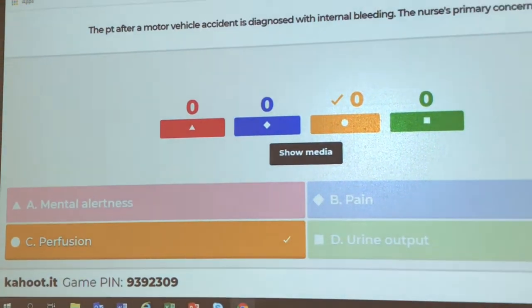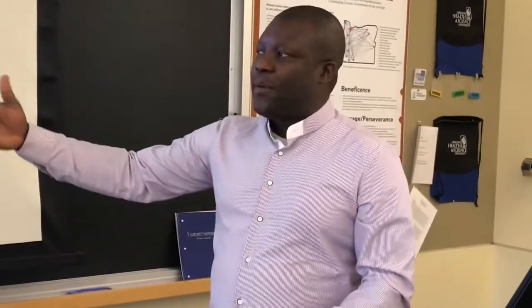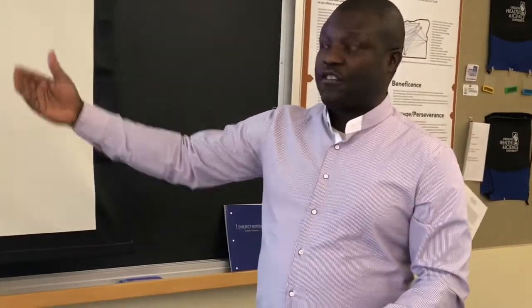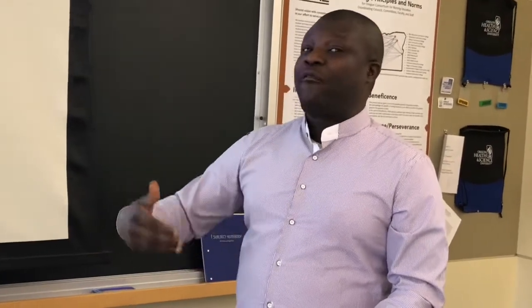Let's look at perfusion, the ability of the organs to get oxygen and glucose. And we all know that if the brain doesn't get oxygen and glucose on time, it dies. If most organs don't get perfused, the system goes into a state of shock. So perfusion could be the likely option, number C. But we'll leave mental alertness, we'll leave perfusion.